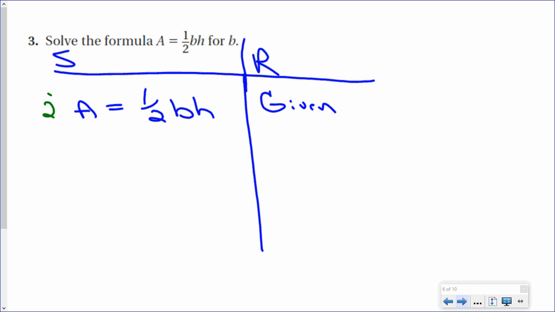So if you multiply both sides by 2, and I'll just put it right here, here's what will happen. You'd bring down 2A equals, the 2 times 1/2 equals 1, and you can leave it off, BH. So what did we do on both sides? We multiplied.